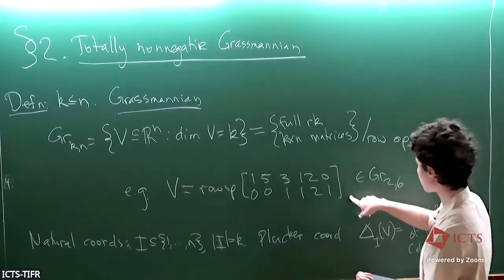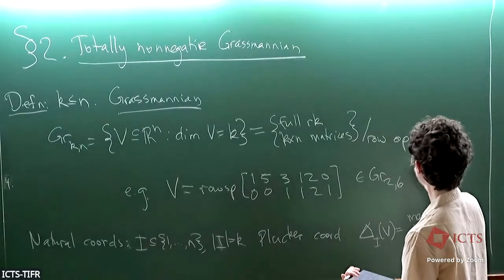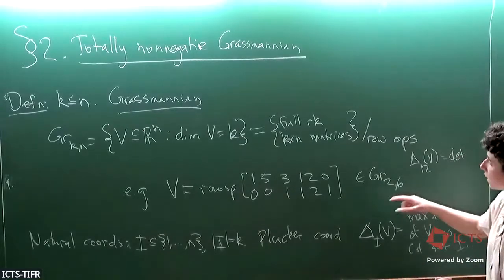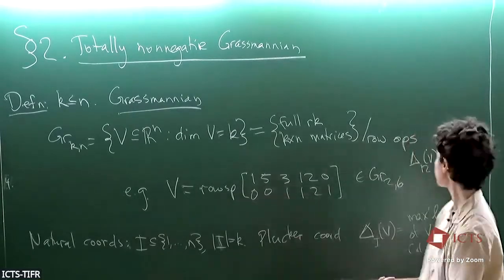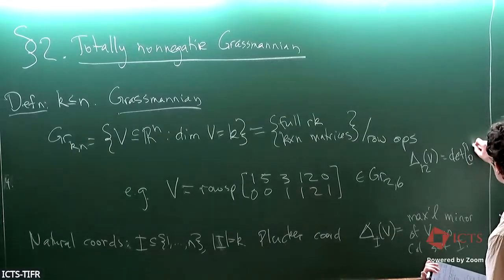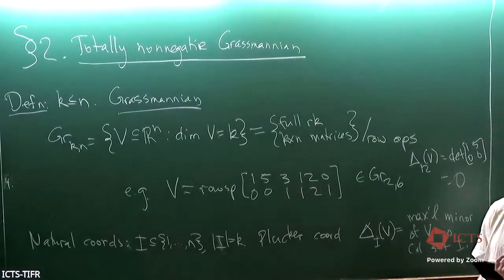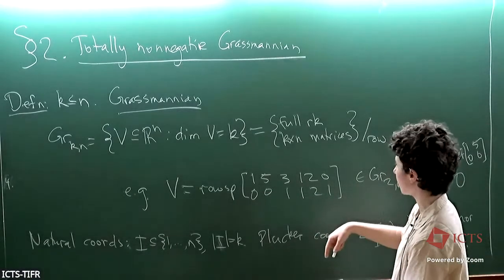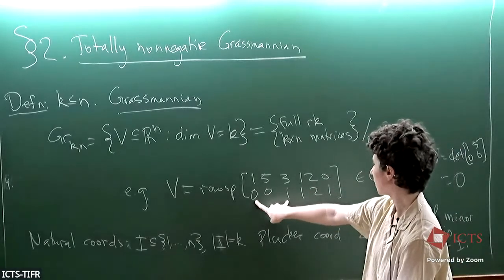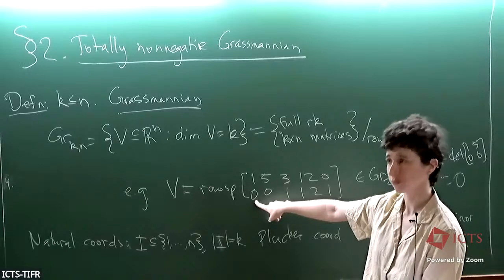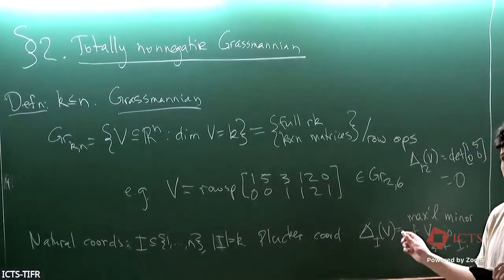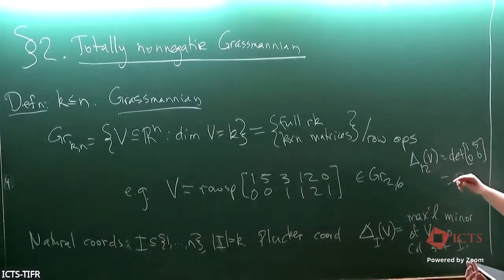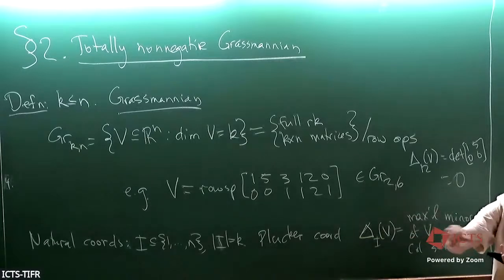Okay, so for this point over here, if I wanted to take, say, delta 1,2 of v, I'm taking the determinant of the submatrix in the first two columns. Sorry, I'm running out of space. And I see that that's 0. Okay, so this particular Plücker coordinate is 0. If I instead chose the Plücker coordinate delta 1,3, then I would be looking at these two columns, and that Plücker coordinate is equal to 1. Okay, and these are the correct coordinates because if I do some row operations, all I'll do is simultaneously rescale all Plücker coordinates by one number. Okay?